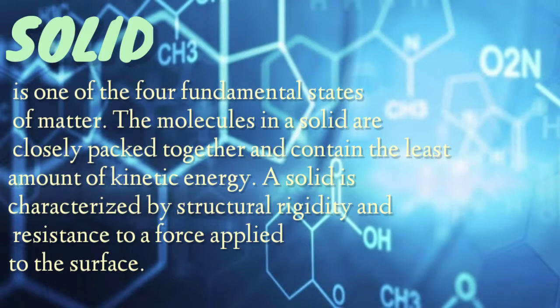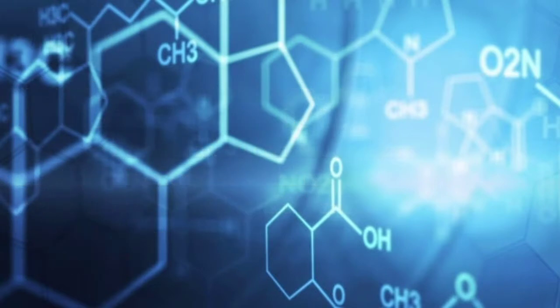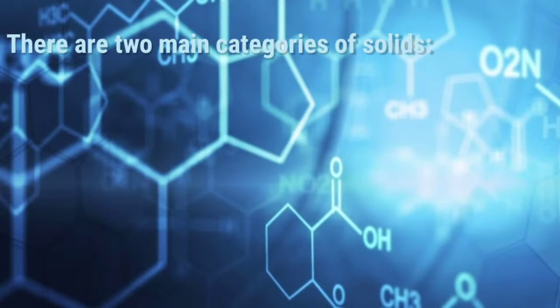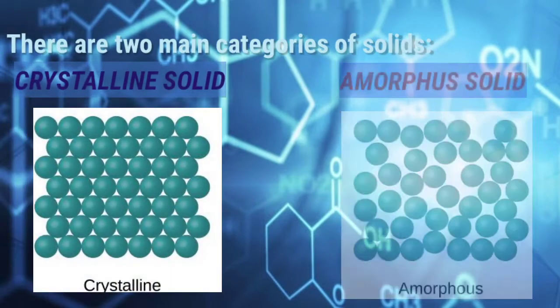Solid is one of the four fundamental states of matter. The molecules in a solid are closely packed together and contain the least amount of kinetic energy. A solid is characterized by structural rigidity and resistance to a force applied to the surface. Do you know that there are two main categories of solid? They are crystalline solid and amorphous solid.